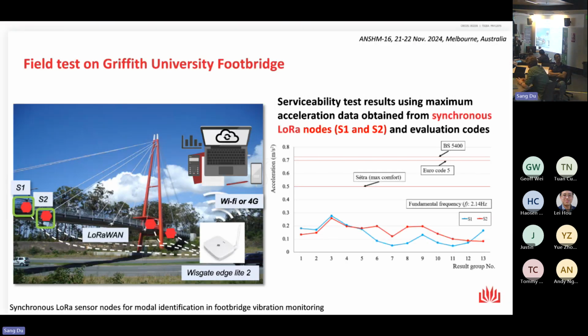After that, we used the maximum acceleration from the LoRa nodes to do a serviceability evaluation. We can see that all the maximum accelerations we got from the nodes are below the threshold of all the evaluation codes. So this bridge is still in good condition.